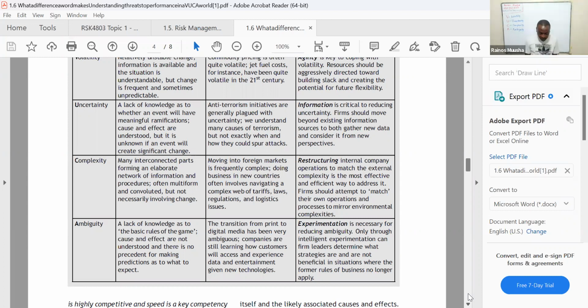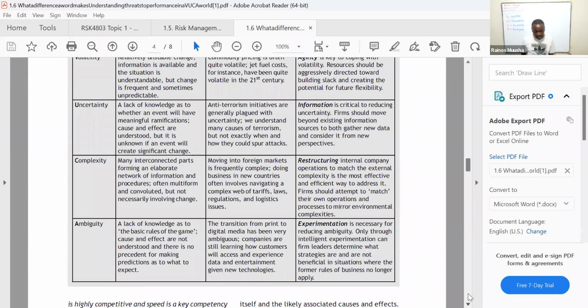Then when you look at how to deal with the situation of ambiguity, it is through experimentation, where they say experimentation is necessary for reducing ambiguity. Only through intelligent experimentation can firm leaders determine what strategies are and are not beneficial in situations where the former rules of business no longer apply as well.